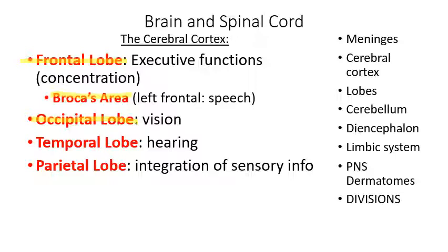The temporal lobe is located behind the temples of the head, and it is responsible for hearing, auditory information. The parietal lobe's function is hard to understand, but it integrates all of the sensory information from these other lobes, allowing you to put together the visual, the auditory, and the sensory information. But the most obvious functions are for the frontal lobe, the occipital lobe, and the temporal lobe.